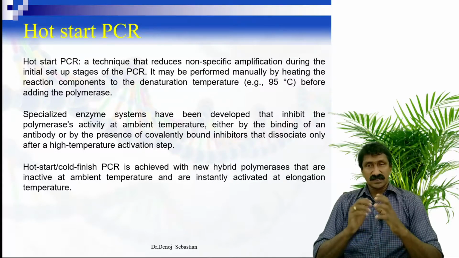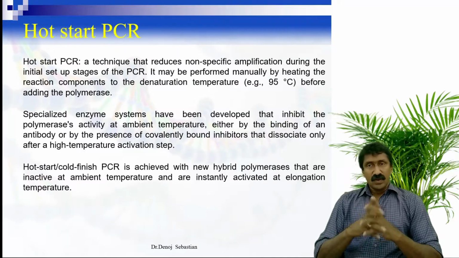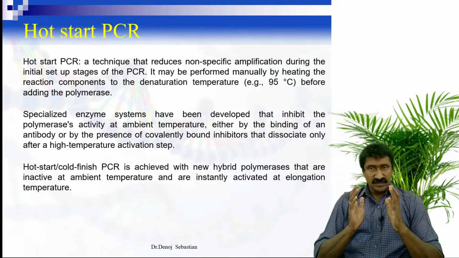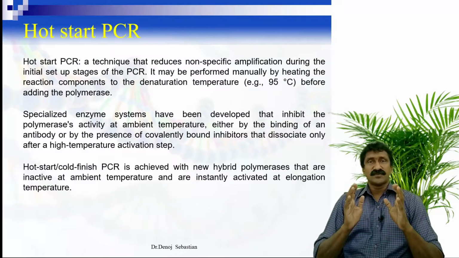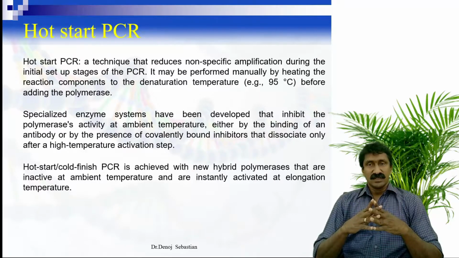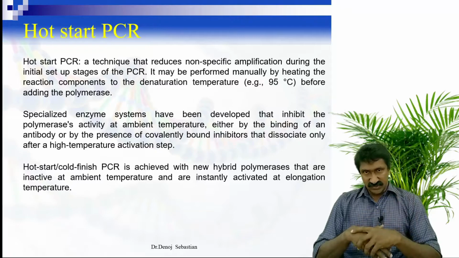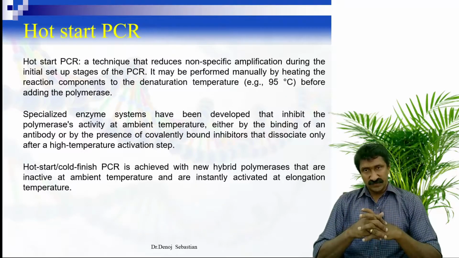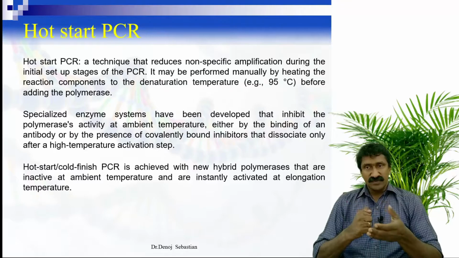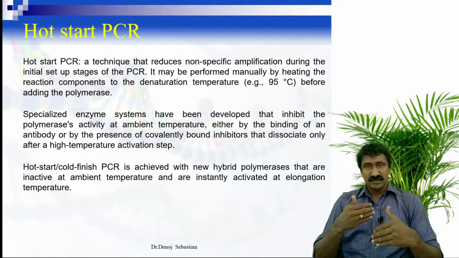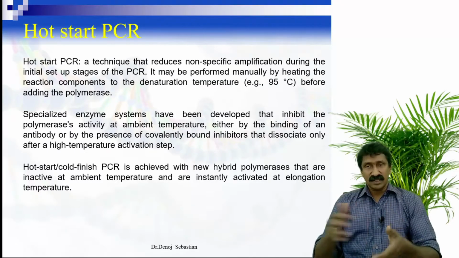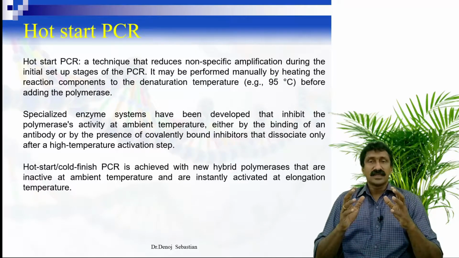The next one is the hot start PCR. Hot start PCR is a technique that reduces non-specific amplification during the initial setup stage of the PCR. It may be performed manually by heating the reaction components to a denaturation temperature, that is 95 degrees Celsius, before adding the polymerase. So non-specific amplification before the starting of the cycle, that is zero cycle amplification, is an issue, because that will be non-specific.